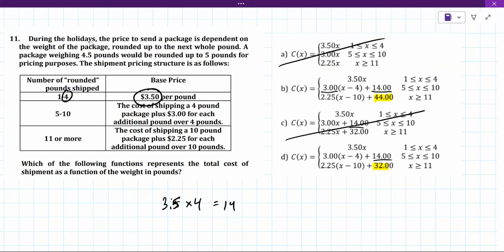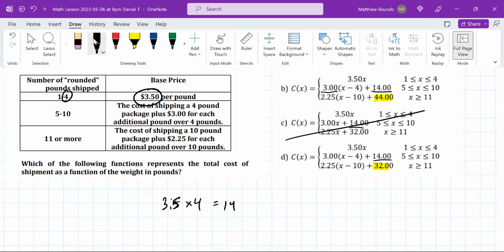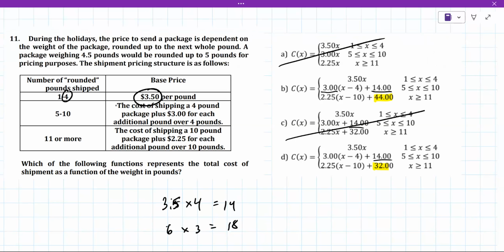So what you've got to do is figure out how much it actually costs to ship the first 10 pounds. We know the first 4 is 14, but the next 6 cost $3 per pound. Okay. So you have to check to see if you're all synced up on that front. The next 6 pounds costs $3, that's 18. 14 plus 18 is 32. That's why letter D is correct.